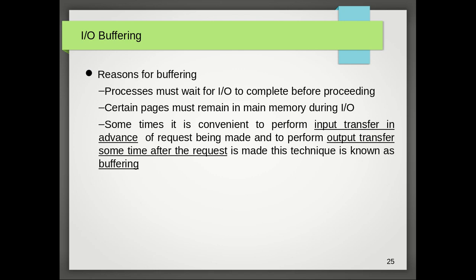The reasons for buffering: the processor must wait for IO to complete before proceeding, and certain pages must remain in main memory during IO. So this type of buffering is required. That means this is the main new concept, input output buffering.